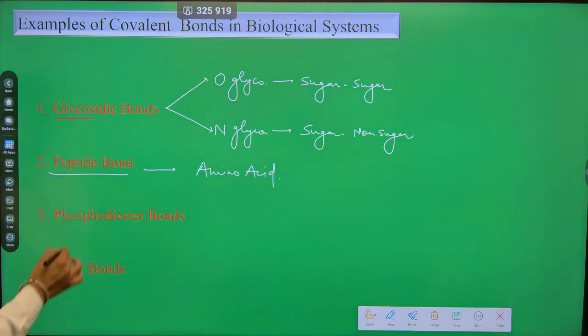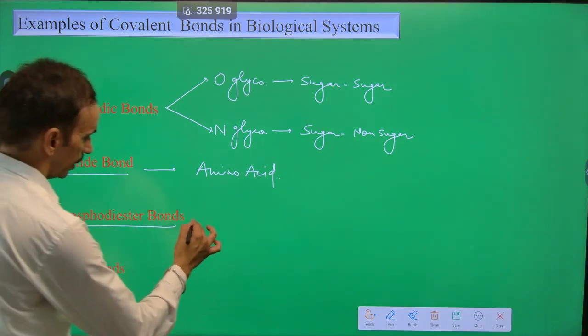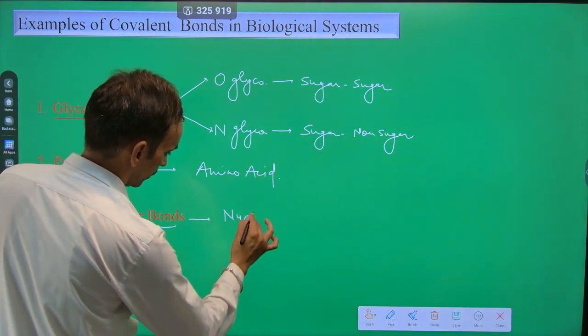Next is the phosphodiester bond. It is found in the case of nucleic acids.